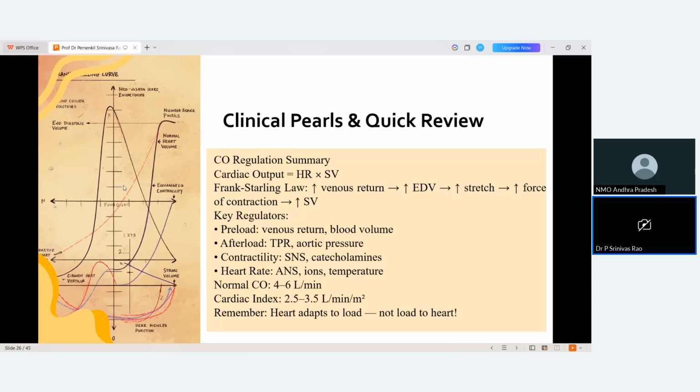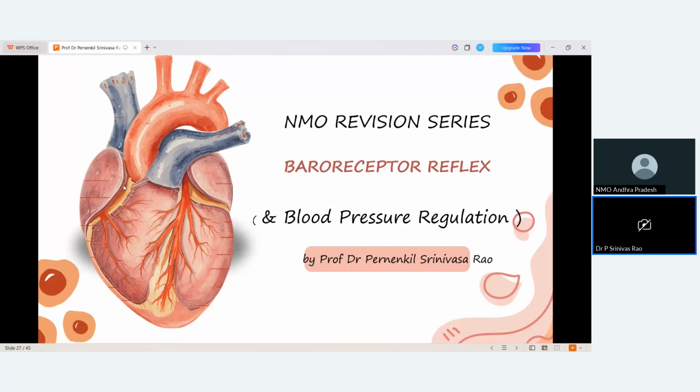Sleeping pulse rate, that's very important. So normal cardiac output is 4 to 6 liters per minute. Cardiac index is 2.5 to 3.5 liters per minute. We come to the last part. This is 10 minutes only.